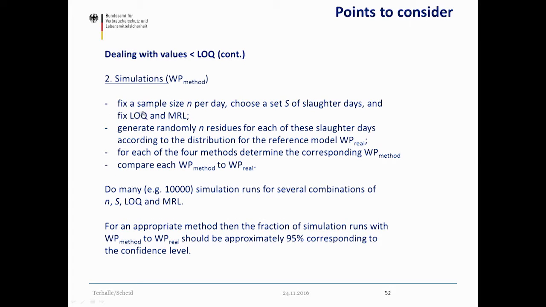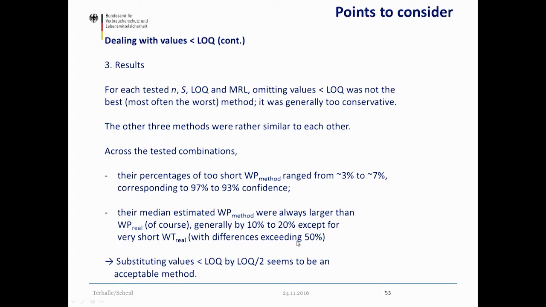And then you would do simulations. You fix the sample size per day, choose slaughter days, fix the LOQ and ML, and generate residues randomly for each of the slaughter days according to the distribution of the model. And for each of the 4 methods that I've used, omit the data, set them at half the LOQ, do the maximum likelihood, and substitute with the existing values, you use this method and you do it many times. Then for an appropriate method, the fraction of the simulation runs in which the withdrawal time is at least the real withdrawal time should be approximately 95%, according to the definition of the withdrawal time, the definition of the confidence interval.